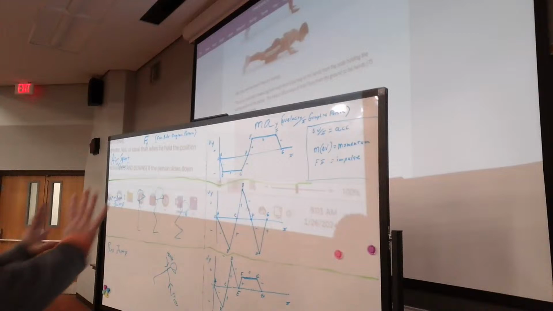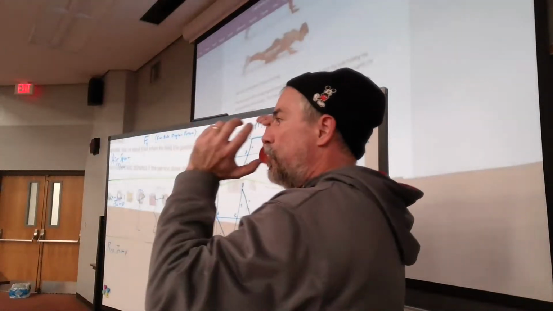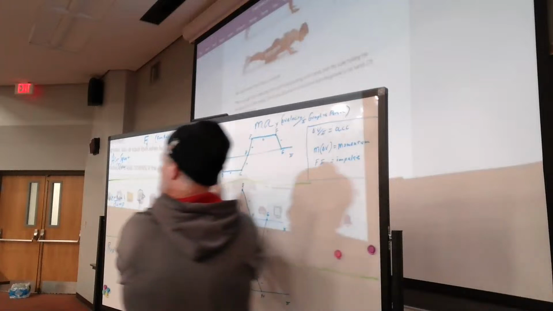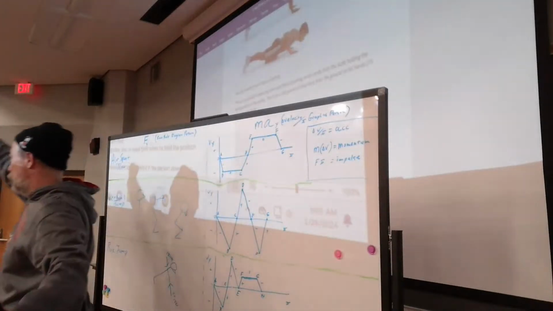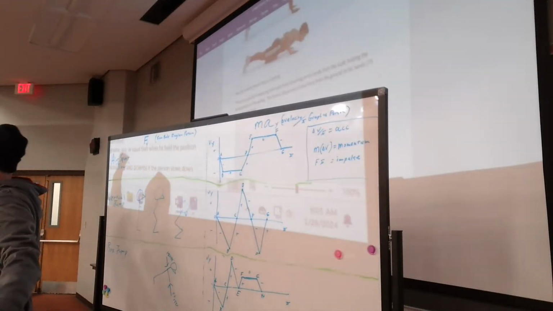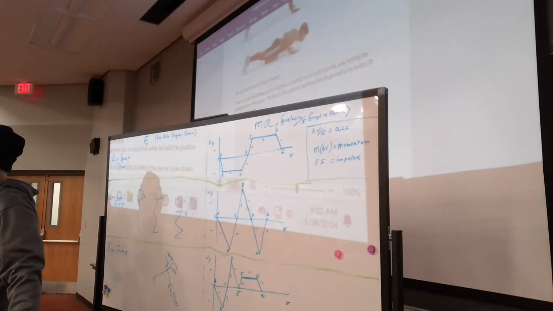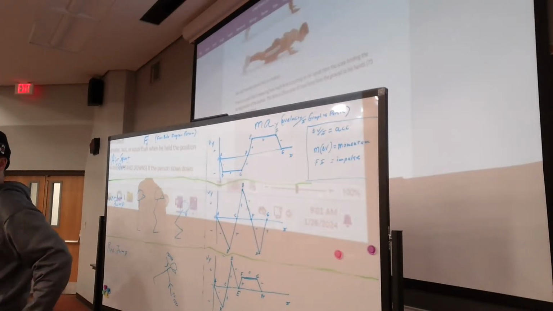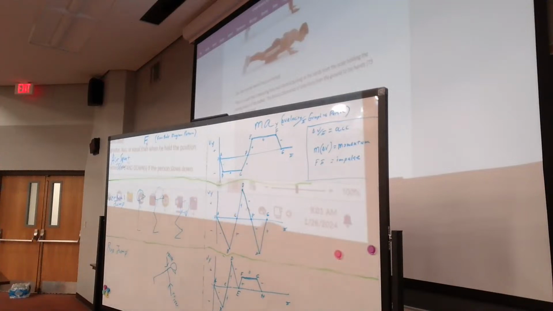The only reason I'm using the graph is to give a visual to what I'm trying to say, because sometimes it gets confusing matching up. This force is greater, thus this acceleration is positive or negative, thus you're speeding up or slowing down. Does that make sense?